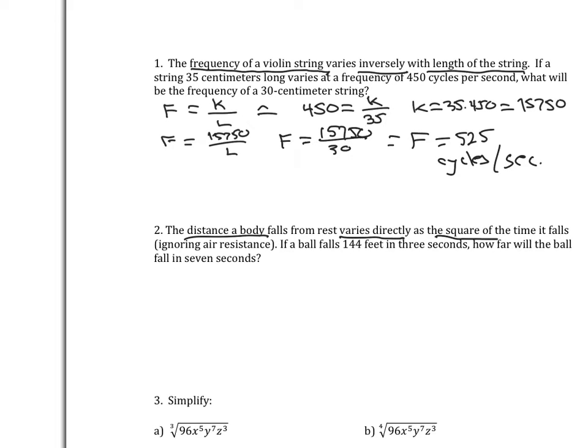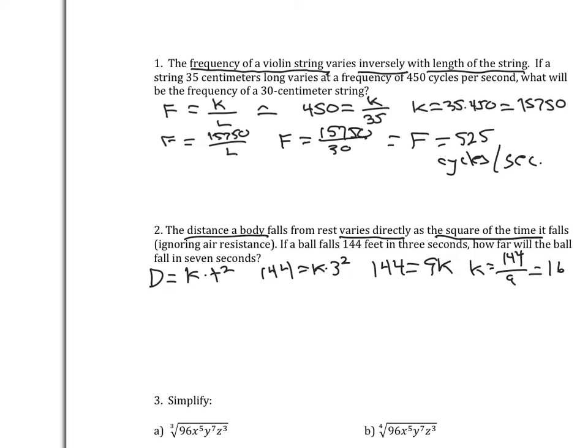Okay, in our next problem here, we have that the distance a body falls varies directly as the square of the time it falls. So our general equation will be d is equal to k times t squared. And that means that we can plug in to get 144 is equal to k times 3 squared. So 144 is equal to 9k. And then k is equal to 144 over 9 is equal to 16.